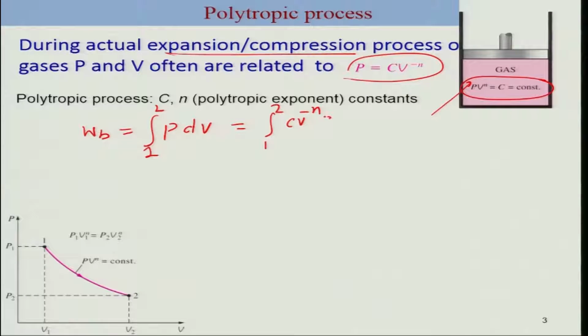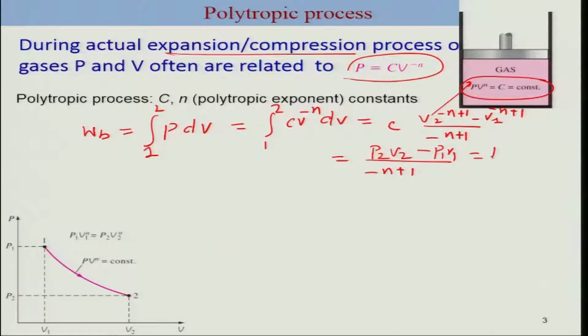C V to the power minus n dV. This can be written as C times V2 to the power minus n plus 1 minus V1 to the power minus n plus 1, divided by minus n plus 1. Or we can write this as, because C is constant here, we can take out V2 to the power minus n, and together it becomes P2 V2. Similarly, we can write P1 V1, and minus n plus 1. So we can simplify this in this form.